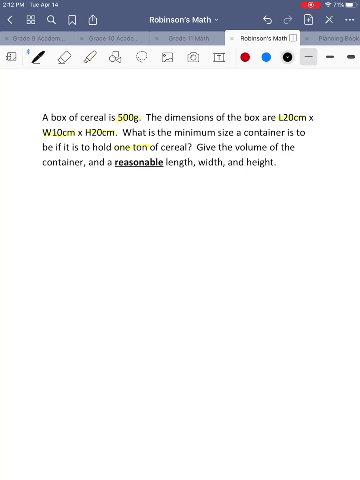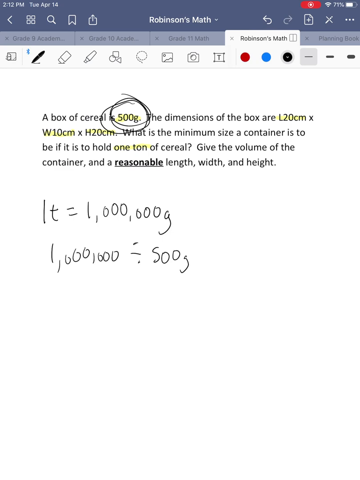So if you remember your conversions, 1 ton equals 1 million grams. So if we want to figure out how many boxes of cereal this 1 ton container can hold, we know that one box is 500 grams. So if I divide 1 million by 500 grams, we know that this equals 2,000 boxes of cereal.